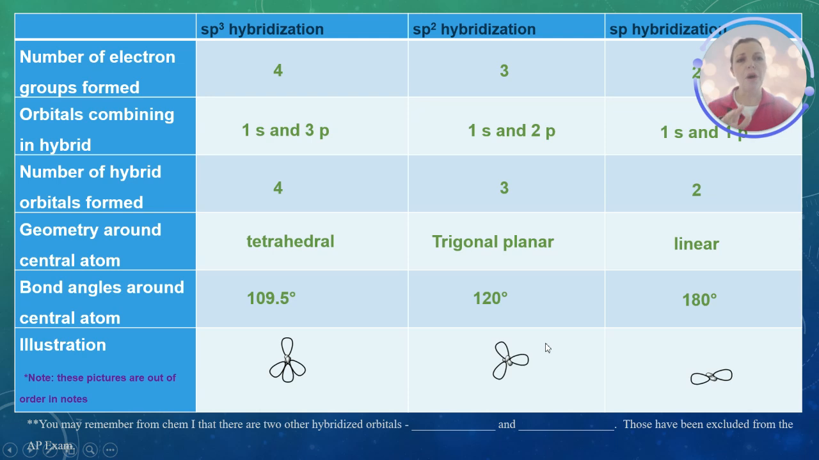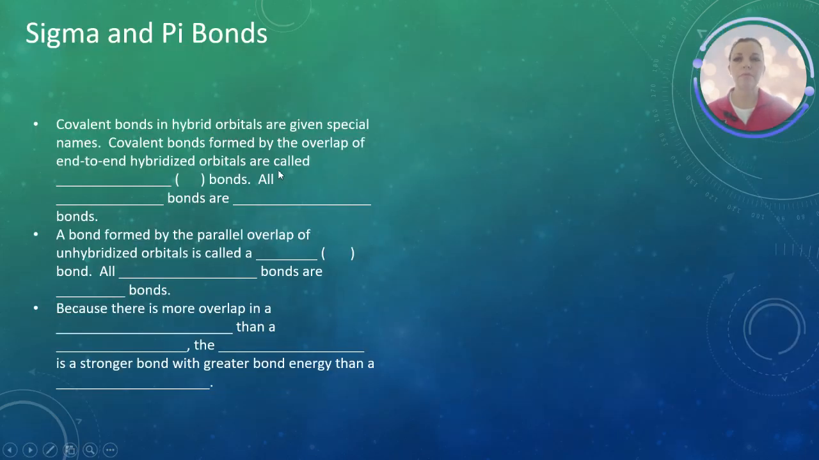Now, if you go online, or you may remember from honors, we have these other 2 hybridized orbitals, dsp3 and d2sp3, which also correspond to trigonal bipyramidal and octahedral. Those have been excluded from AP content, so you will not need to know those for the AP exam.